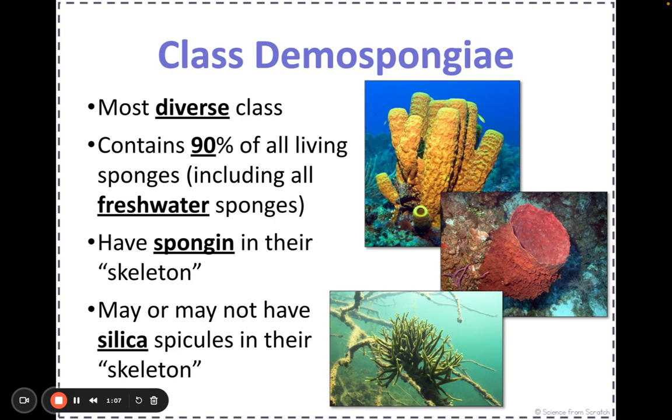So a memory hook to help you remember this class, think demo diverse. Okay, demo is diverse. The class name also has the word sponge in it, so that would help because this is the class with the most sponges. So this is the only class that actually has that spongin internal skeleton. The soft sponges that have been used for bathing and cleaning are from this class.